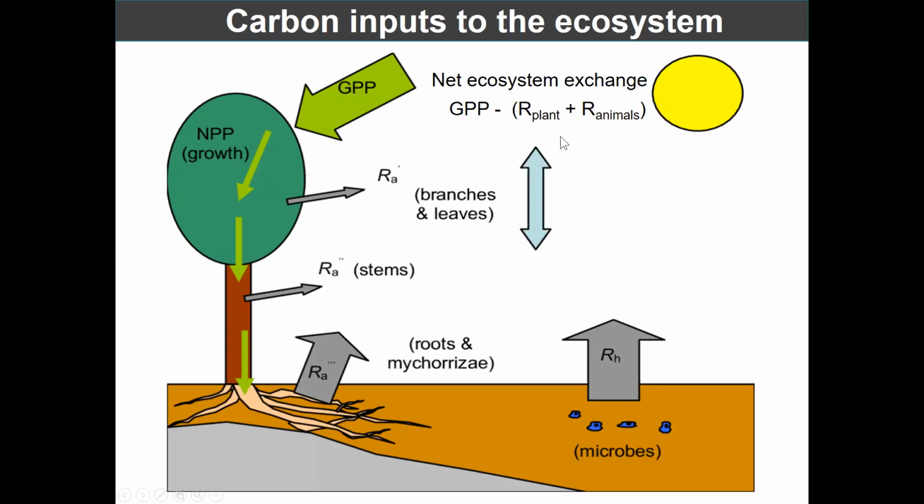And when we only consider the respiration by plants in these equations, then we call this process net primary productivity, as you can see here on the left. So these are one of the carbon pools and fluxes that we will be measuring in the course. And I just want to show you how these fluxes vary at individual level.